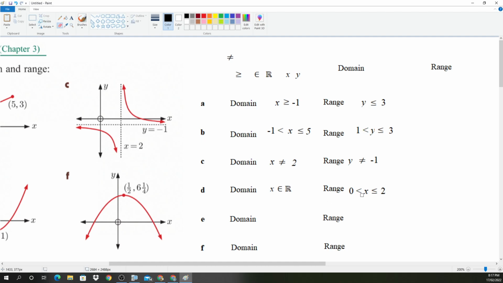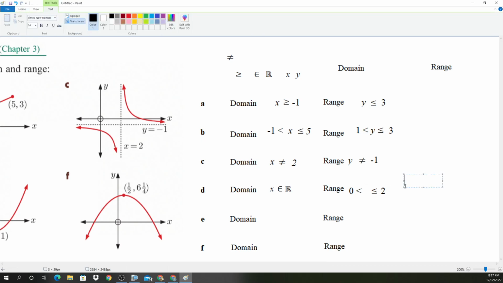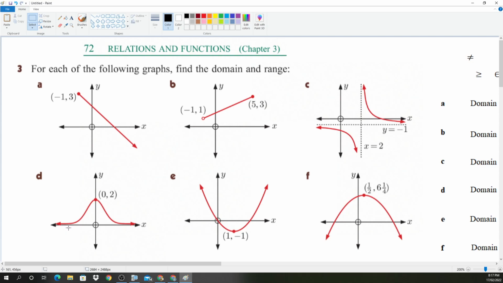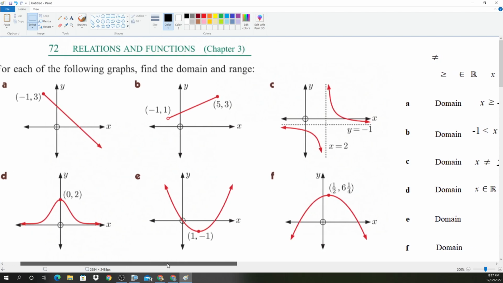Swap you out. Mr. X, you do not belong in the range. Okay. You belong, Mr. Y. There you go. Okay, that's correct. Now, see, it doesn't touch y equals 0, but it does touch y equals 2.